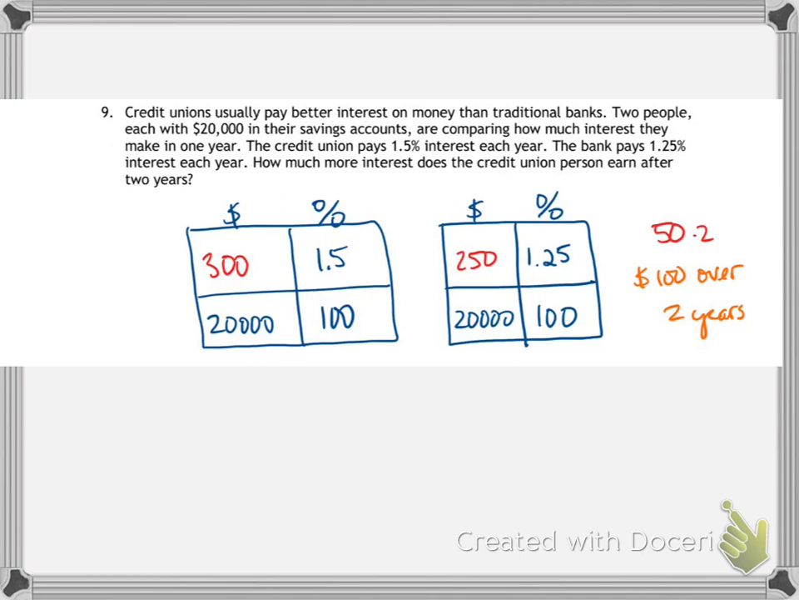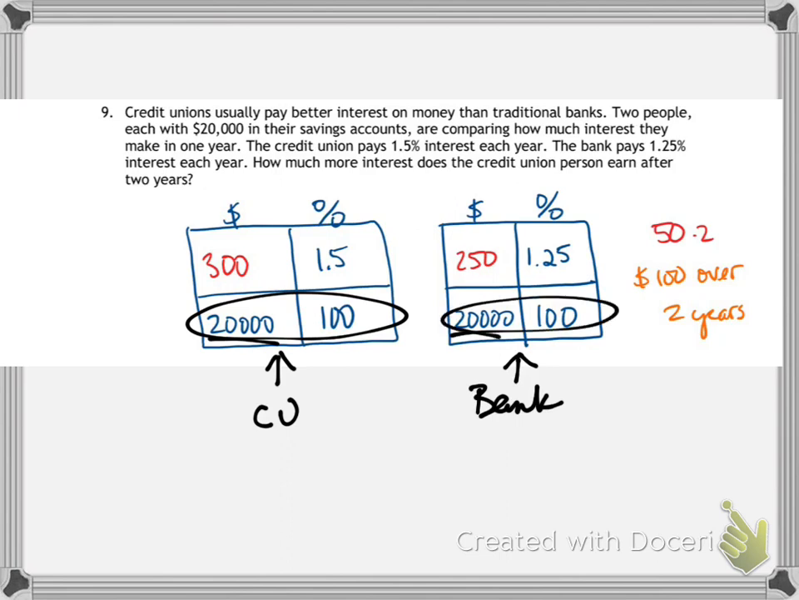Okay, so this is my credit union box here, and this is my bank box here. I have 20,000 and 100 in each box in the same locations because that's how much money is in the bank. My interest rates are here and here. 20,000 times 1.5 divided by 100 is $300. 20,000 times 1 1/4 divided by 100 is $250. So the difference is $50 a year. But remember that the question was over 2 years at the end, and 50 times 2 is $100 more in interest after 2 years for the person who has an account at the credit union.